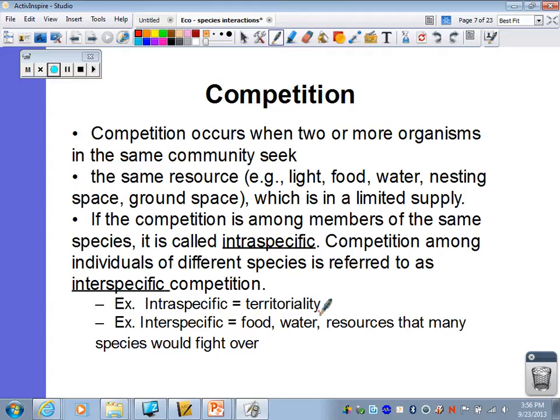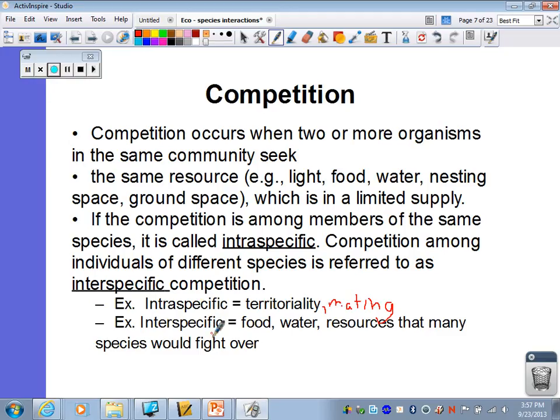Intraspecific is going to be between members of the same species. So you could say that would be stuff like territoriality, even mating. Members of the same species are competing over the same resources. Again, whether it be the area that they're competing over. Sorry, this is taking me so long to write. Or maybe they're competing over females. So again, intraspecific would be within the same species.